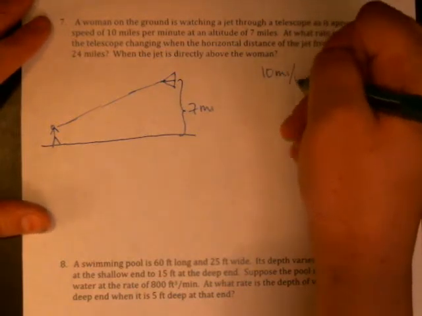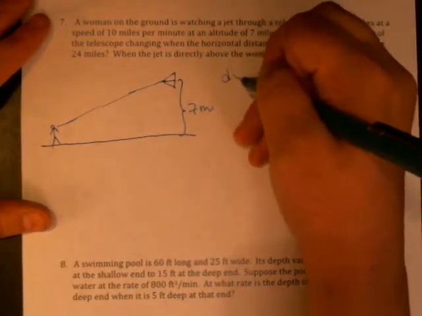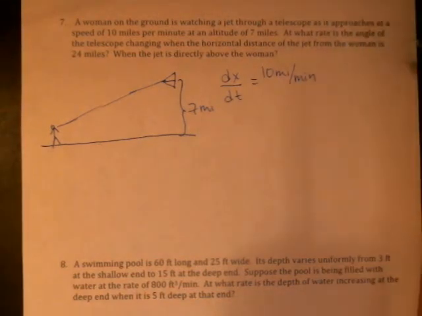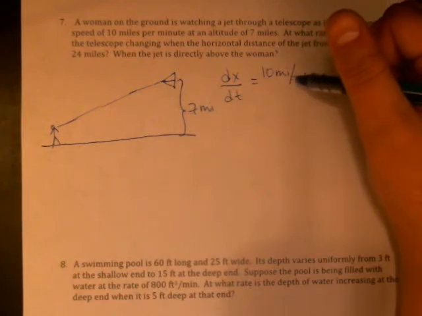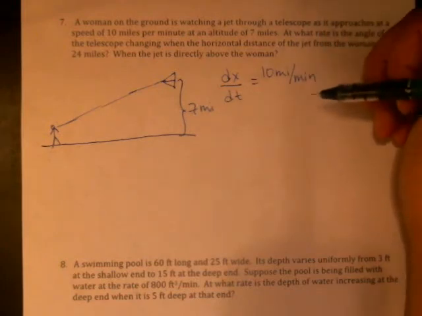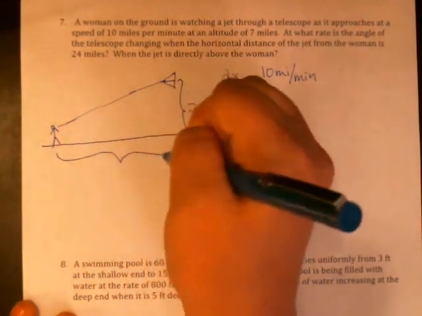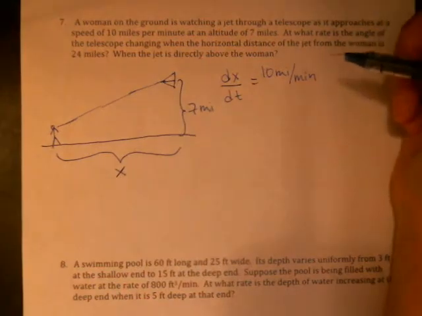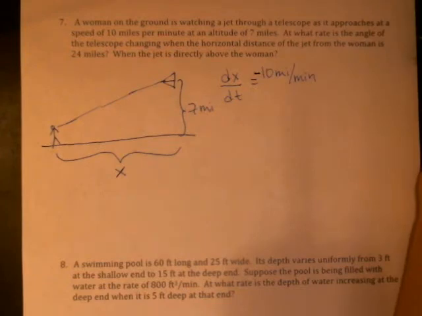10 miles per minute. So let's give that a name, dx/dt. And then we need to think about what x represents. If dx/dt represents how fast the plane is moving, then x better represent some distance. The fixed point I see in this problem is her, so I'm going to make this my x. The only thing I have to be careful about is that x is decreasing, so it's negative. It's decreasing by 10 miles per minute.